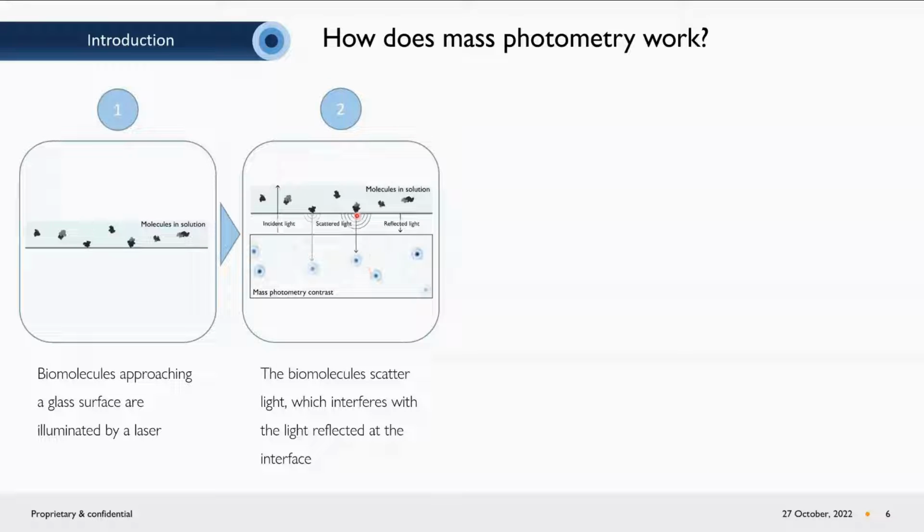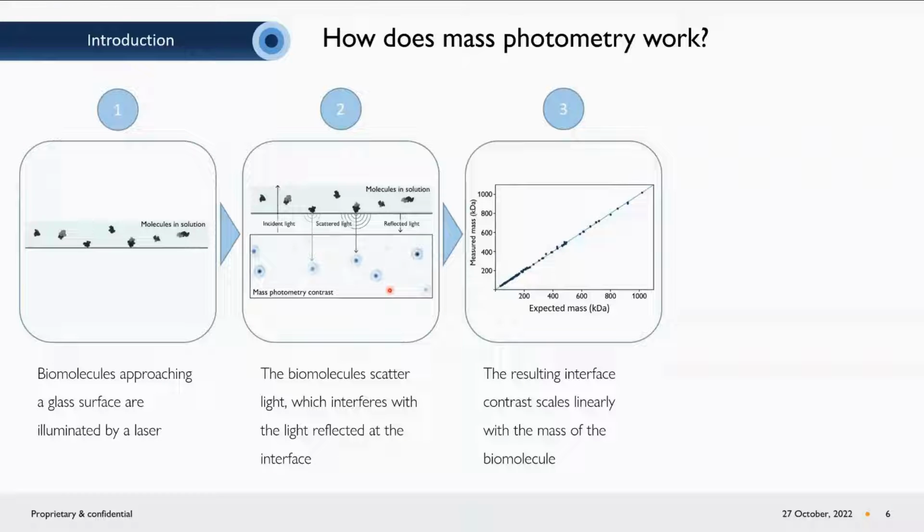So what we see when single molecules come to the surface, we see on the camera chip this interference pattern. This is the interference of the scattered and the reflected light. Now, the more scattering there is, the darker the center is, the contrast. So that is what we measure, the contrast on the chip. And we can then calibrate the system with a protein of a known mass. And the contrast linearly scales with mass. So when we calibrate the system, you can see that the expected mass of different sized molecules, proteins in this case, scales linearly with the measured mass on the mass photometer over the entire range.